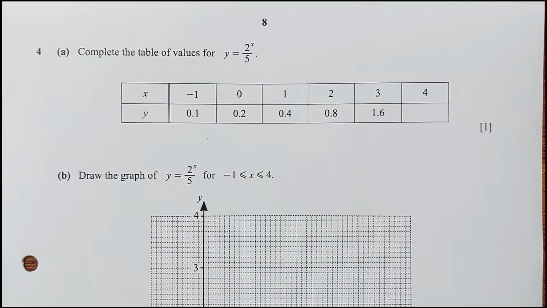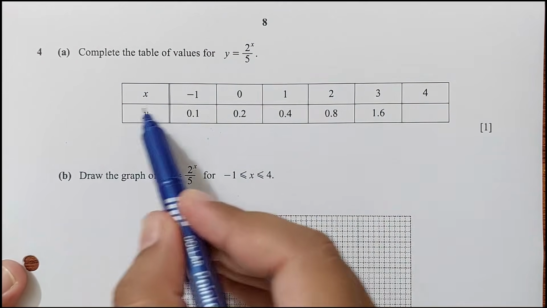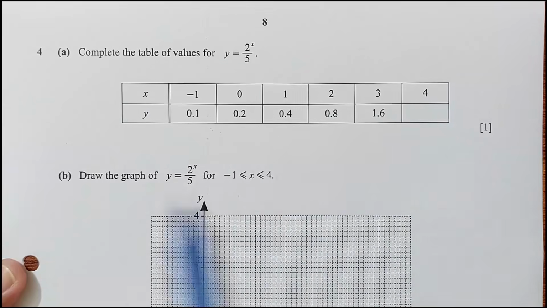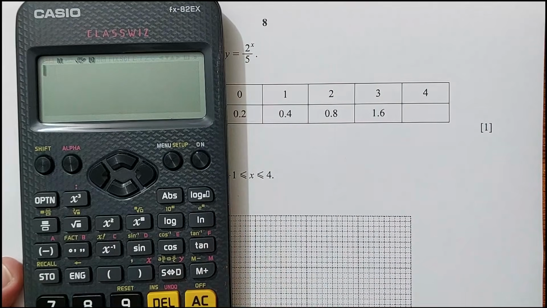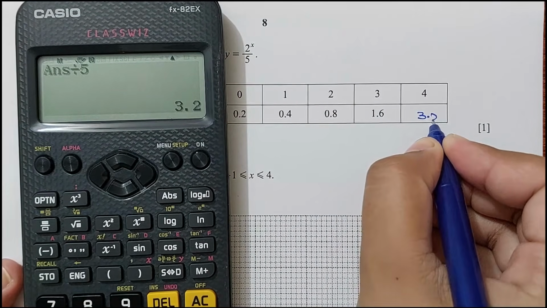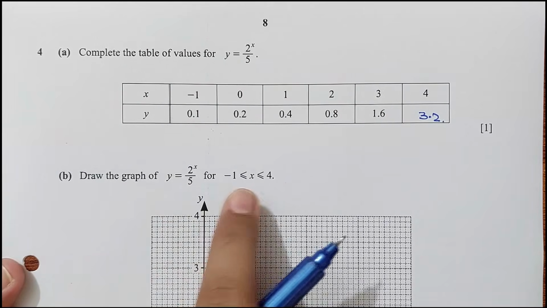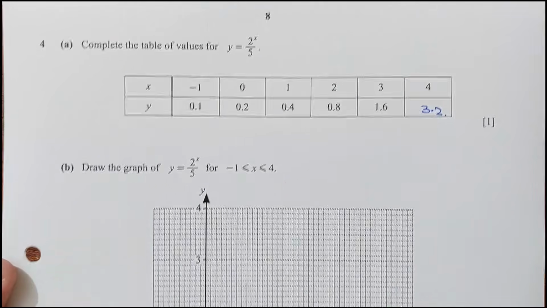Question number 4, part A. Complete the table of values for this function. We have to find y when x equals 4. So let me simplify: we have 2 power 4 divided by 5, which is 3.2. Now for part B, draw the graph of the function for x between -1 and 4.